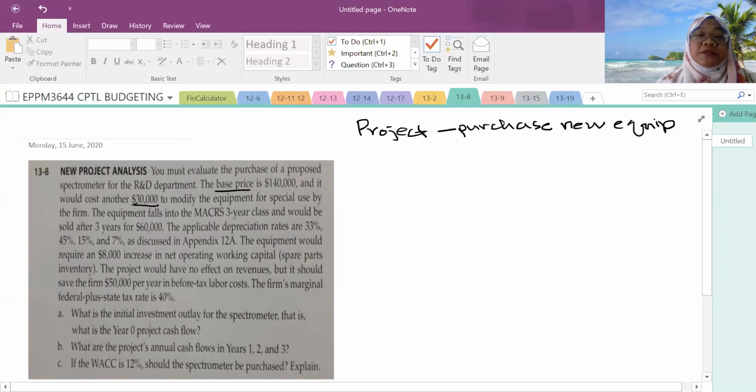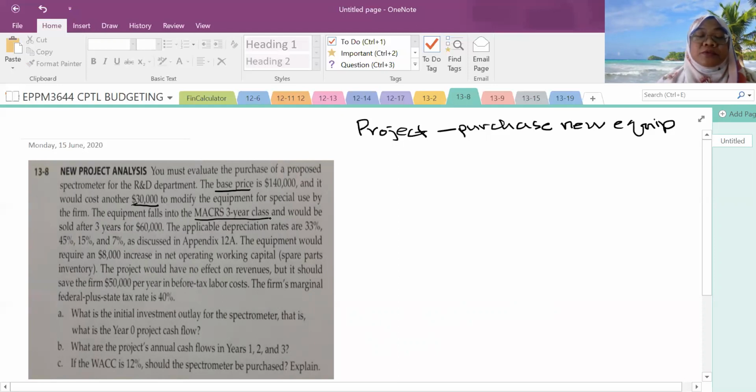Okay, dekat sini, kita ada sebahagian cost untuk modify equipment tu. Ya, and this happen a lot dalam factory, sebab kadang-kadang bila equipment yang dibeli itu datang dalam keadaan yang belum fit dengan keperluan factory dan kena ada modification. Okay. The equipment fall into MAC-RS 3-year class.